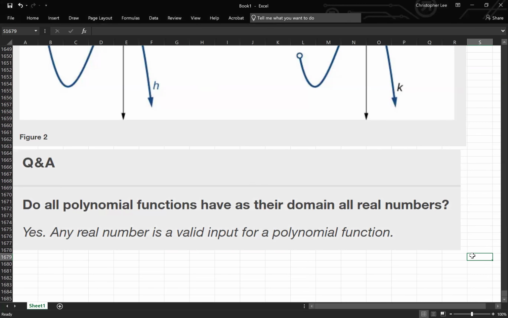All right, so here's a little question. Do all polynomial functions have as their domain all real numbers? Yes, they do. It's good information, all right? So any real number is a valid input for a polynomial function. So if I give you a polynomial and I say, what's the domain of it? What you gonna tell me? Exactly, right? All real numbers. Yes, all real numbers. Very good.